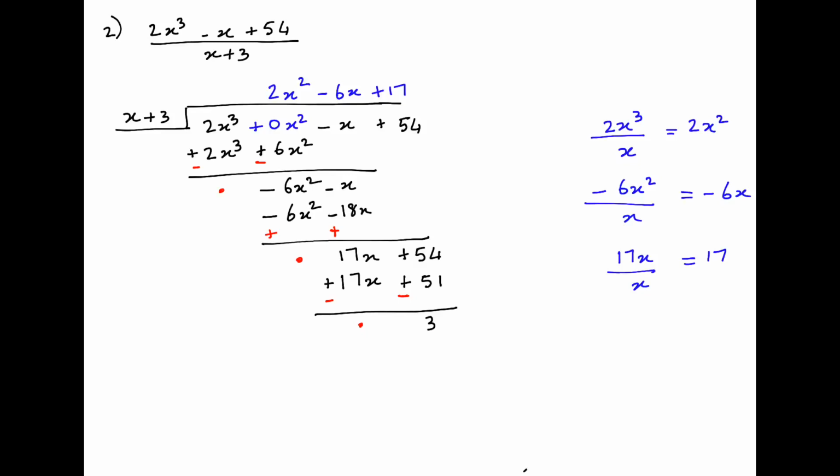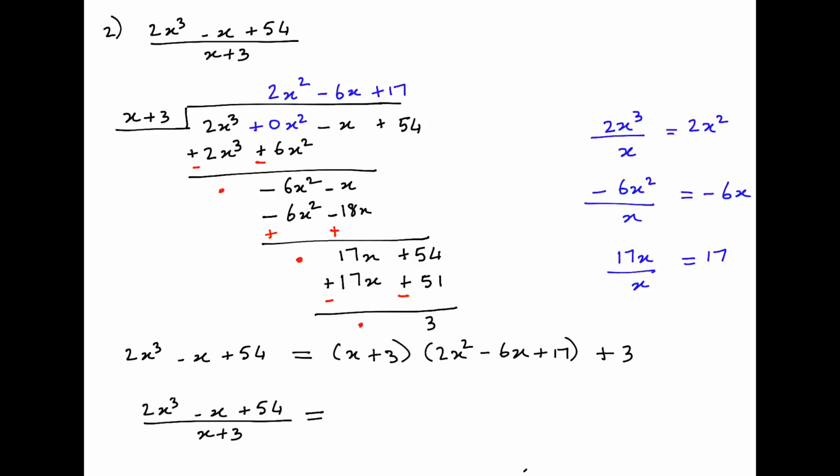I can write it again in two ways. I can write only the numerator, so this will be divisor multiplied by quotient plus remainder. Or I can write it as a fraction. When I write it as a fraction, it will be quotient plus remainder over divisor.